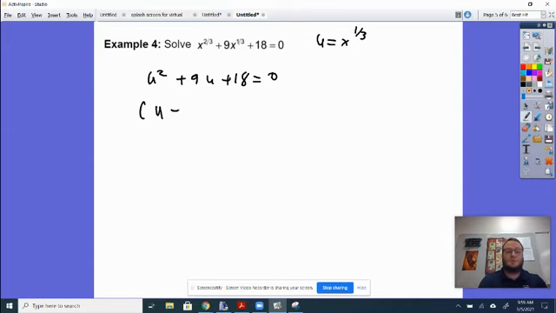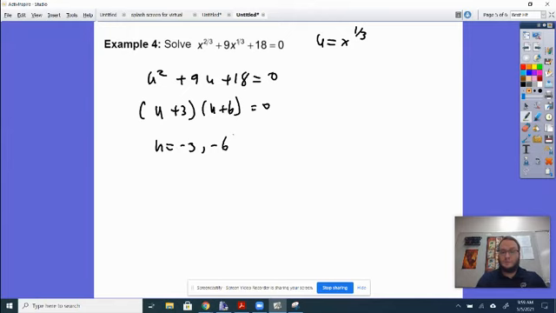Factoring, we're going to get u plus 3. Hold up, sorry. Brain fart. Yeah, u and then u plus 6 equals 0. So u is equal to -3 or -6.